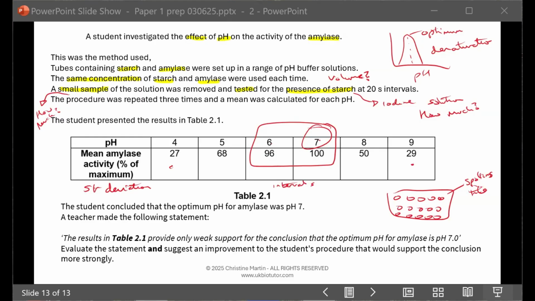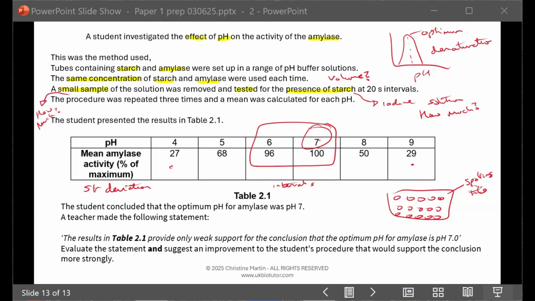Could you talk about a lack of control here? What would your control be? So, Tony, what would your control actually be if you were to do this? Because if you're doing this, you'd have starch and distilled water, sorry, with no amylase, but you wouldn't get any results. So I would say that that wouldn't improve this one.